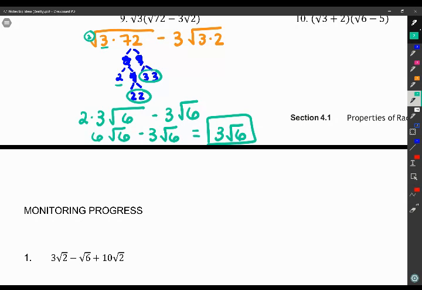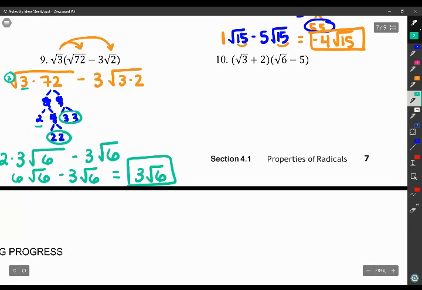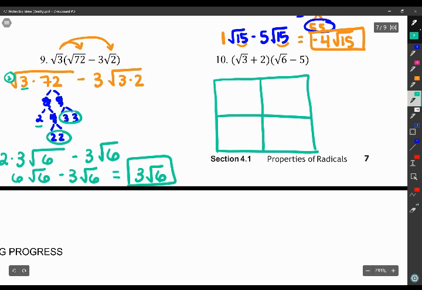And then we get to number 10. And number 10, what I would recommend is because it's 2 terms times 2 terms, just do the box like you normally would do. There's nothing different. The only thing that I would say with the box when it's a radical is maybe when you make your box, make it a little bit bigger. And when you write your answer, write it at the top of your box, so that you'll have enough room to simplify. And I'll show you what I mean by that.